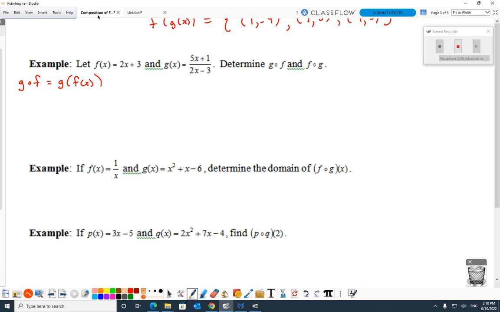Wherever you see x in this g, write f at x. Oh, what's f at x? F at x is 2x plus 3. Right there. F at x equals 2x plus 3.